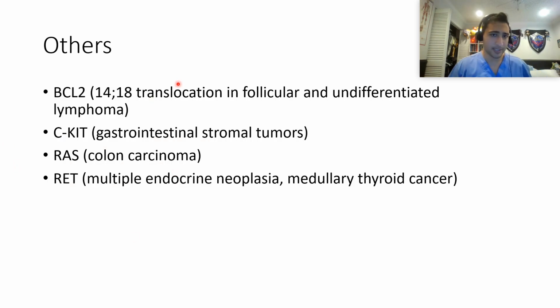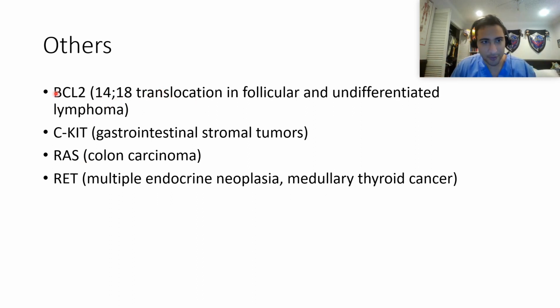And there's a couple of other things I just want to mention. You have the BCL2 14;18 translocation in follicular and undifferentiated lymphoma. You have c-KIT upregulation in gastrointestinal stromal tumors. And BCL2 is an anti-apoptosis gene. When you think of BCL2, you want to think of anti-apoptosis. Increased function of BCL2 prevents apoptosis, because there's a family of proteins, BAD, BAX and BAK, the BAD family of proteins, and they were named because they do bad things to cells. They cause apoptosis. BCL2 sort of traps BAD and prevents it from doing that. That might be an oversimplified way of explaining it, but it's easier to remember.